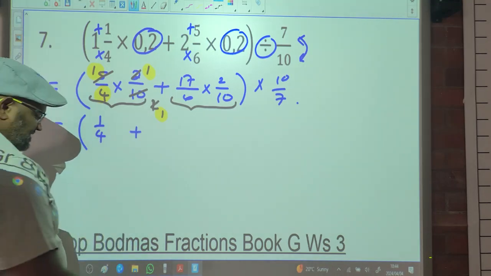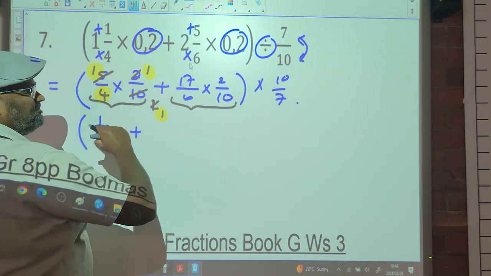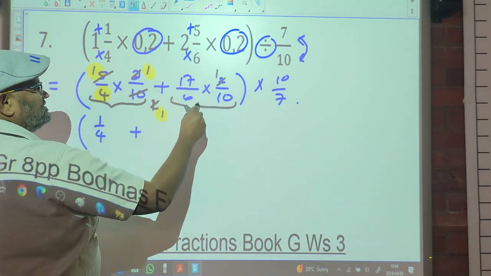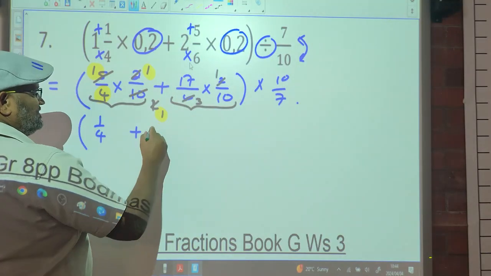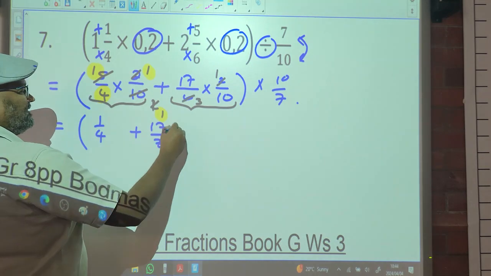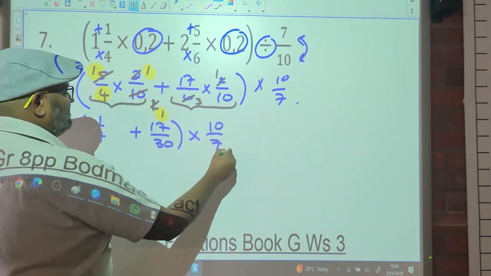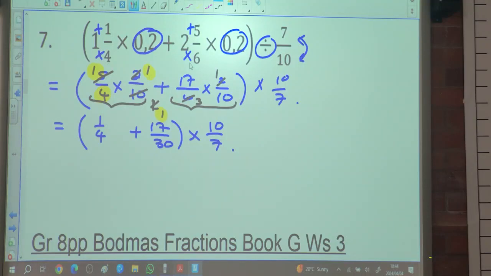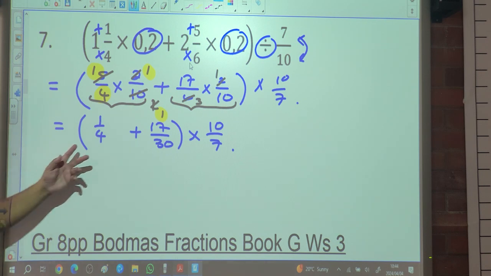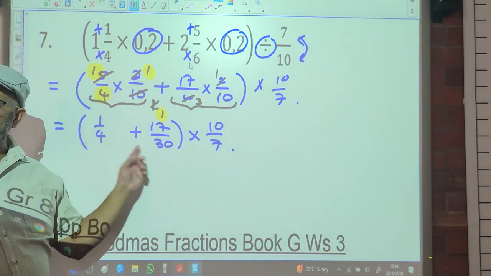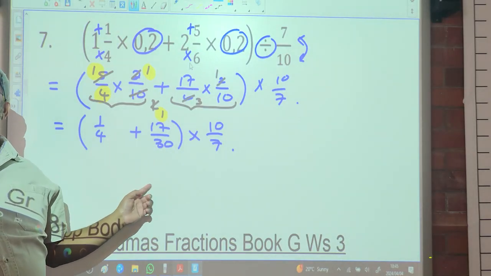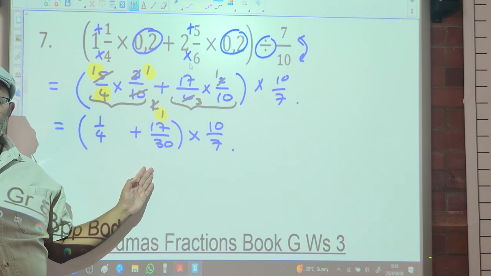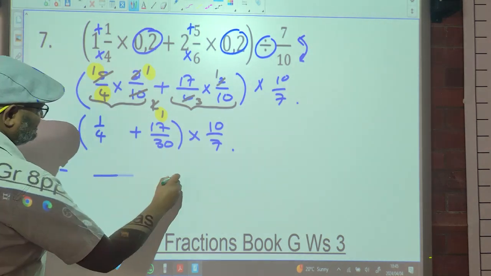Okay. The second term here. 6 goes into 6 once. 2 goes into 2 once, 2 goes into 6 thrice. Anything else there? No. So it's going to be 17 over 3, multiplied by 10 over 7. What's your LCM? We look at the two denominators, we look at the biggest one, which is 30. Can 4 go into 30? No. Now you count in multiples of 30. 30 then comes 60. The 60 is the LCM.